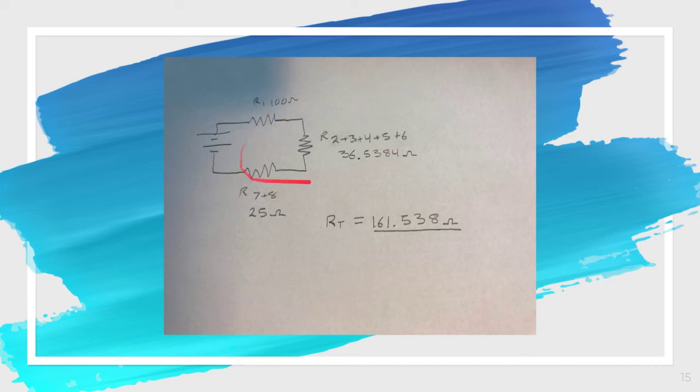36.5384. And then now you have a very, very simple series circuit where you could simply just add 100 plus 36.5384 plus 25, and I got 161.538 ohms, which would be the total resistance for this circuit.